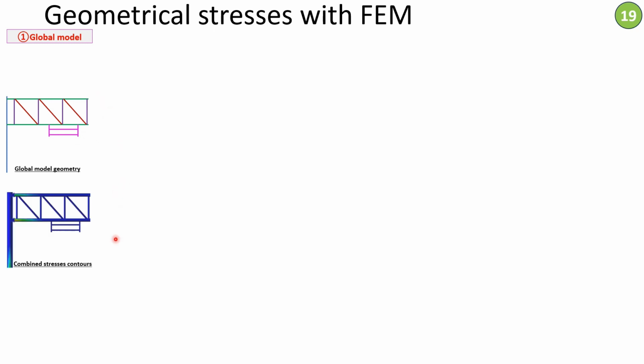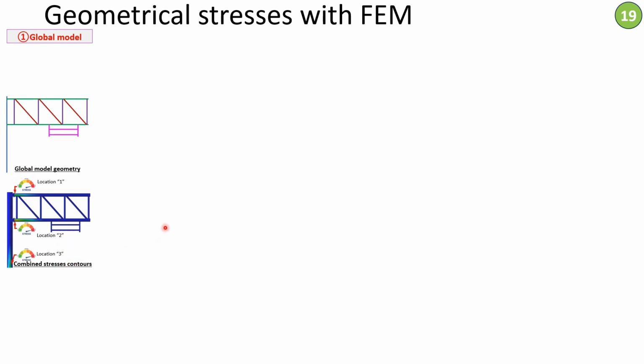Now we will explain the geometrical stresses using finite element modeling. As we explained in the previous section, you have three levels of modeling: global level, macro level, and micro level. And you will have to go through the same three levels to get your geometrical stresses. We will start with the global level. We have a straightforward frame element cantilever truss for our global model, and we are able to plot the combined stresses contour. And from here we locate the locations that are most stressed from this stress contour.